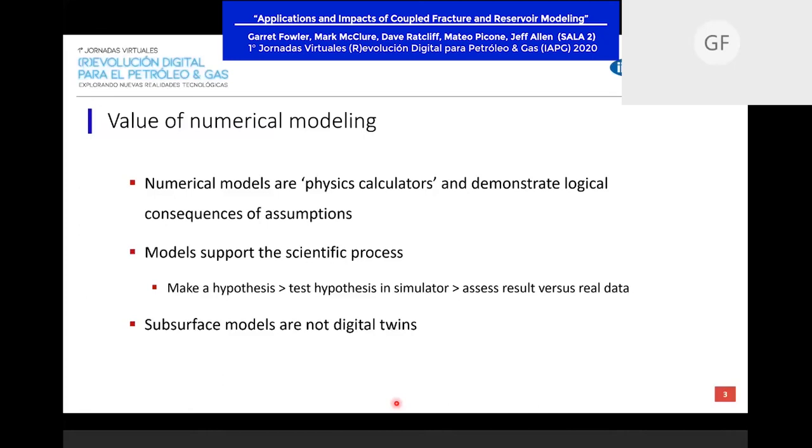And beyond that, models support the scientific process. So they allow us to make a hypothesis and test that hypothesis and then assess that versus real data or another assumption and see how that varies. And again, gain a collective understanding of how different parameters play with each other.